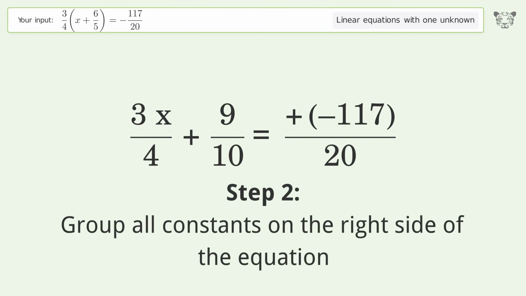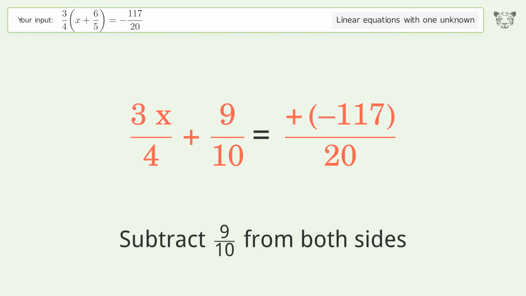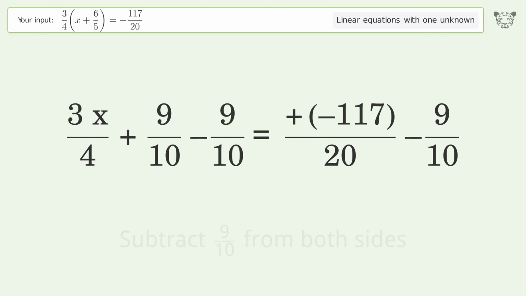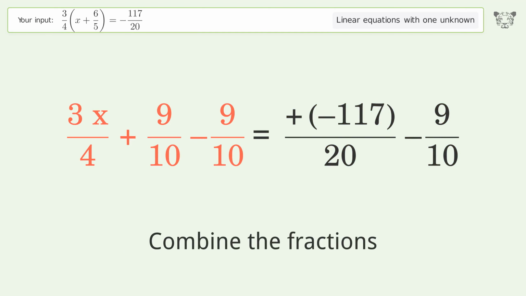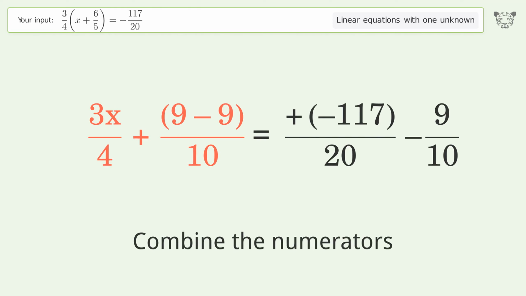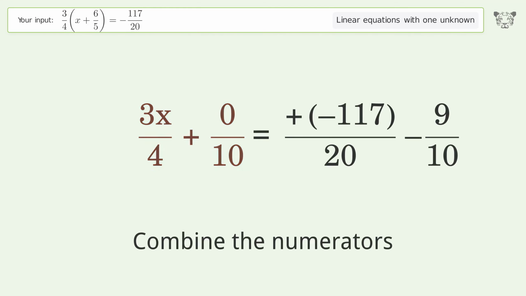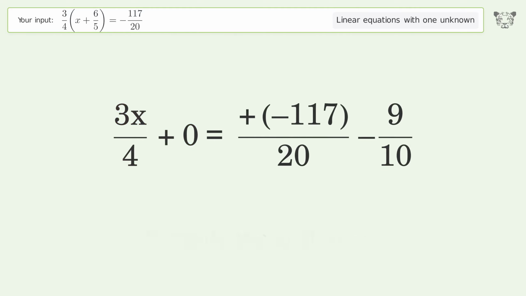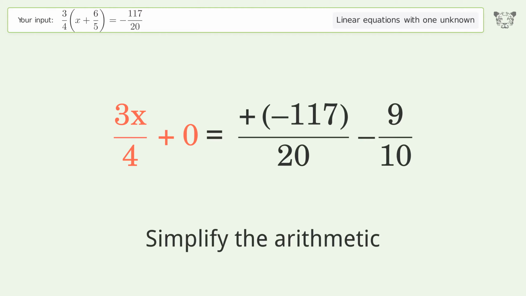Group all constants on the right side of the equation. Subtract 9/10 from both sides. Combine the fractions. Combine the numerators. Reduce the zero numerator. Simplify the arithmetic.